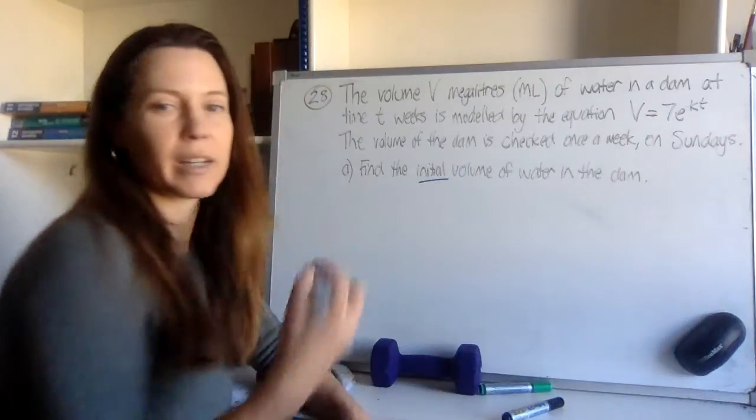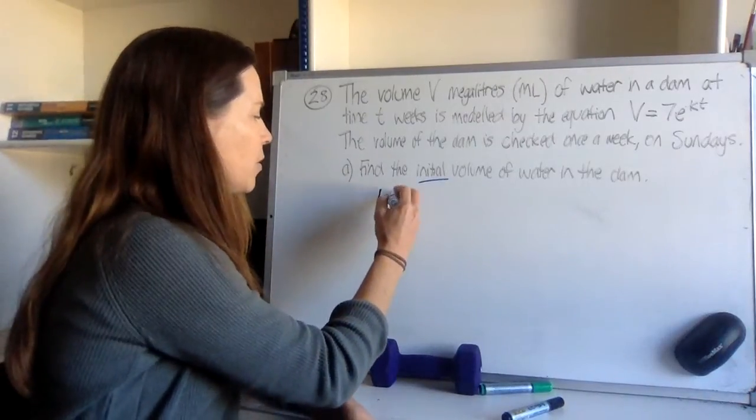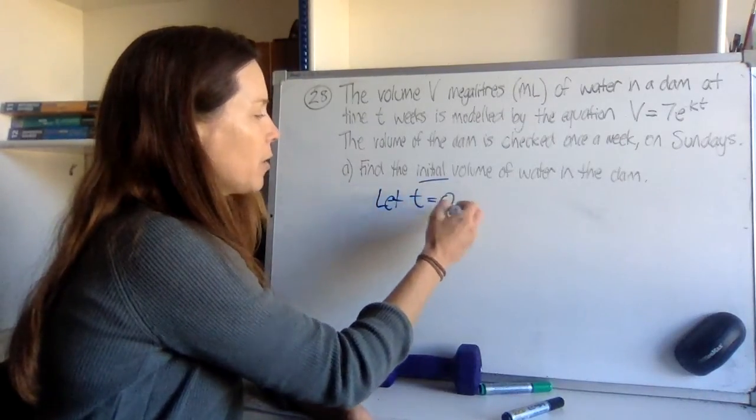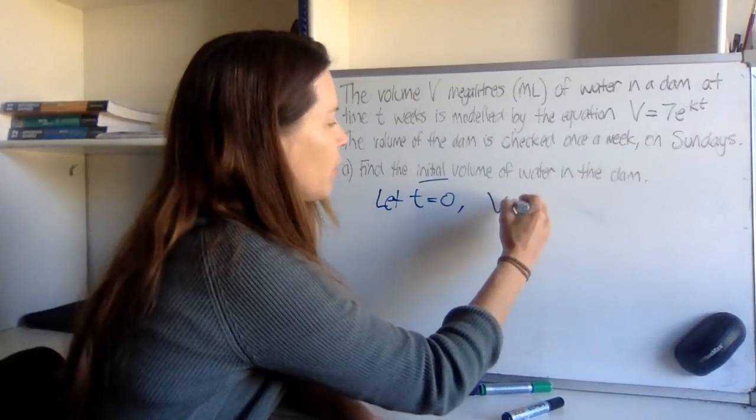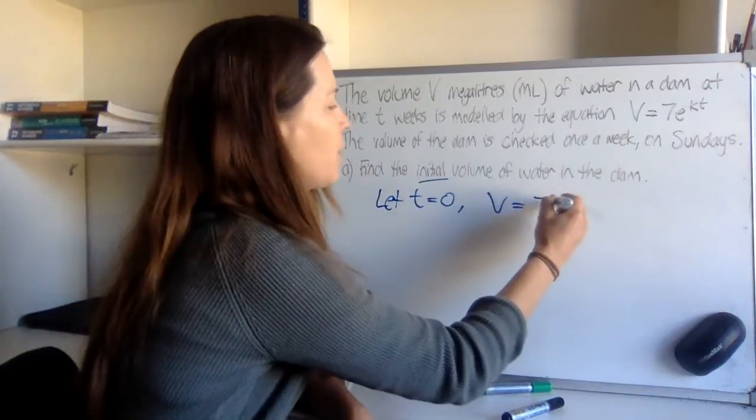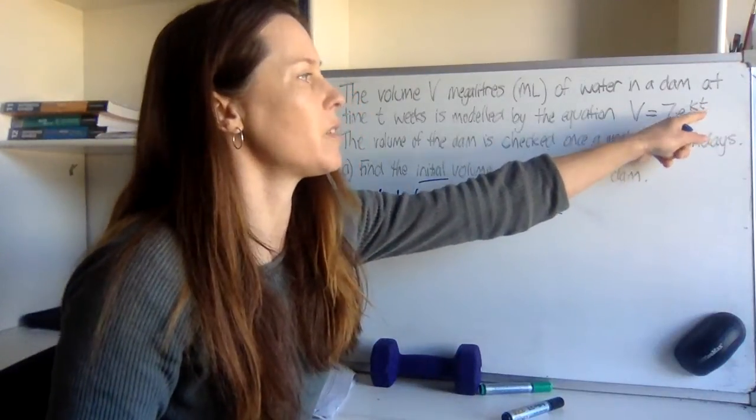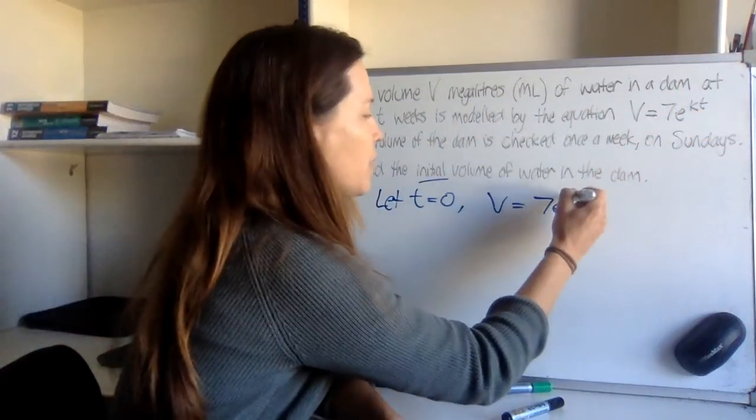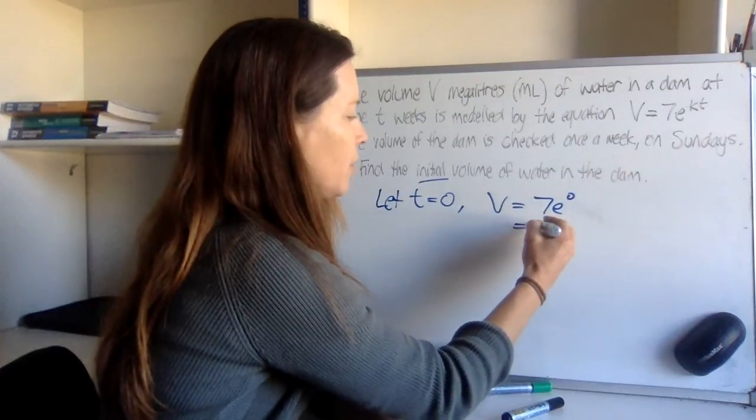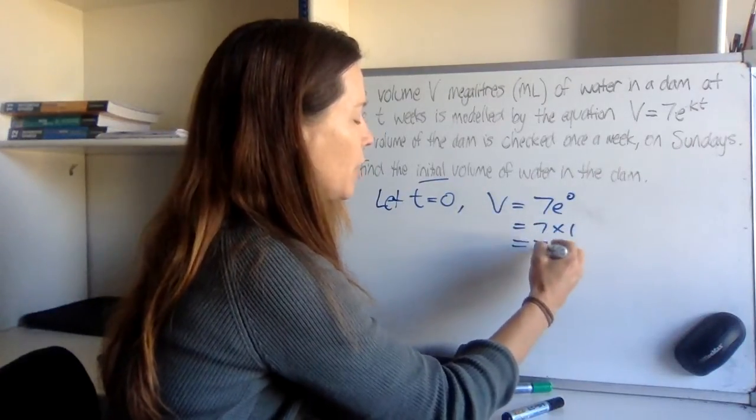This is your key word. Initial means when time equals 0. So let's let time equal 0 and see what the volume is. We've got V equal to 7e to the power of, now if we're letting t equal 0, we've got 0 lots of k, and that's just going to give me 0. And this is 7 multiplied by 1, which is 7.